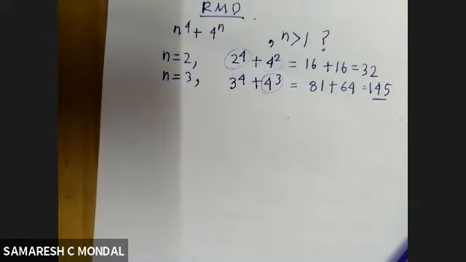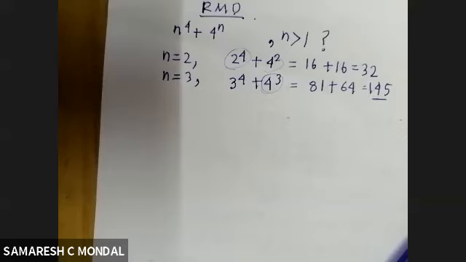But the idea is to solve the problem, to prove the problem. Proving means that for all values of n greater than 1, it should be a composite number. So how are you going to do it?